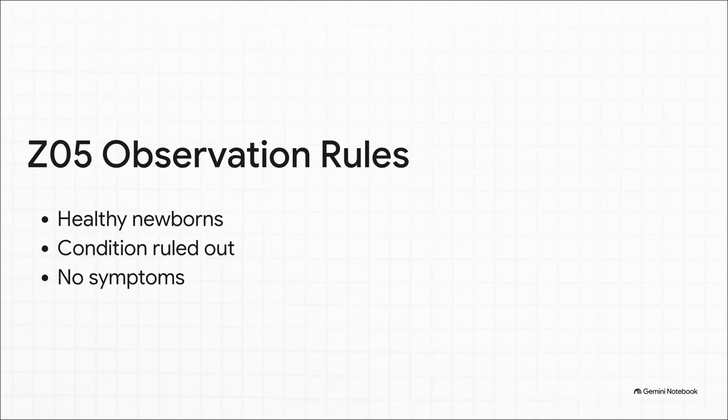Finally, we need to talk about perfectly healthy newborns who just need to be observed for a minute. If a totally healthy baby is evaluated for a suspected condition, like maybe maternal exposure to something, but they ultimately rule it out and the baby shows absolutely zero symptoms, you use category Z05. It's an observation code and you sequence it strictly after the Z38 birth code. But huge red flag here. You never ever use a Z05 code if the baby actually has signs or symptoms. If they're symptomatic, you code the symptoms, not the observation.